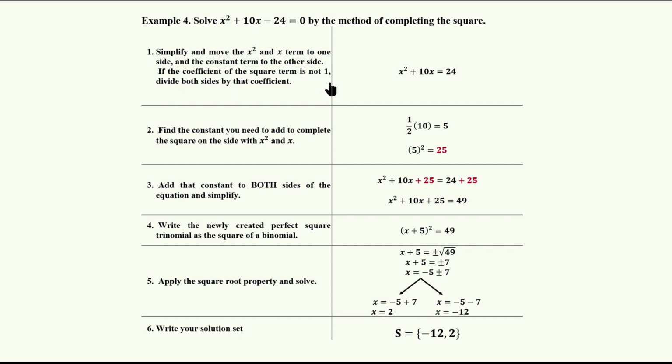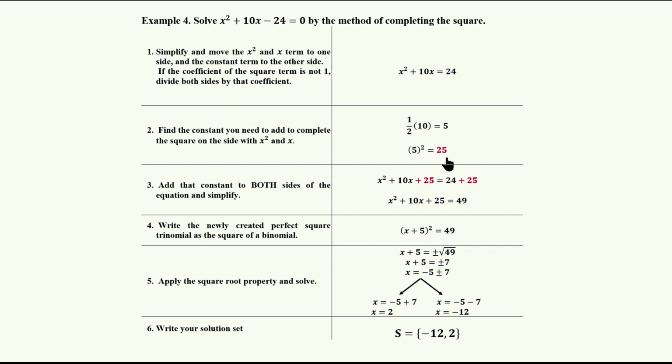Now, at this point, if the coefficient of the x squared term is not 1, we go ahead and divide both sides by it, because remember, the method of completing the square depends on this coefficient being 1. In this case, it's 1, so we can proceed. The next thing you do is you go ahead and complete the square on the first two terms on the left side here, just like we did in the previous few examples. So we take 1/2 the coefficient of x, which is 10, that gives us 5, and we go ahead and square that to get 25.